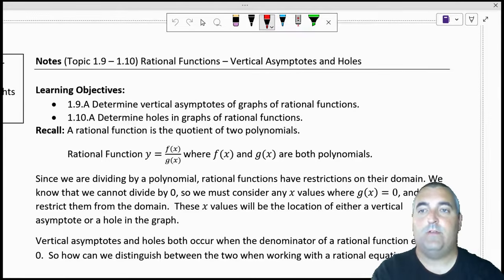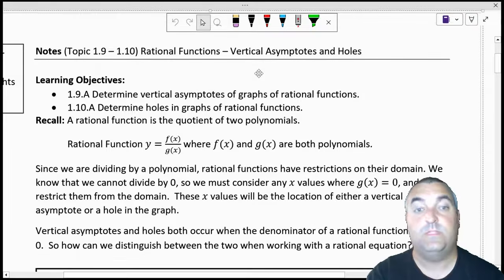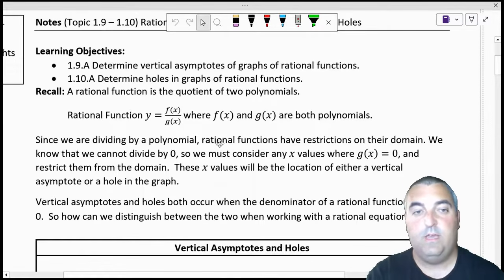Everybody, Mr. Rubo here. Today we're actually going to do topics 1.9 and 1.10. They're both rational functions, but we combine them because it's vertical asymptotes and holes, and they are very closely related.